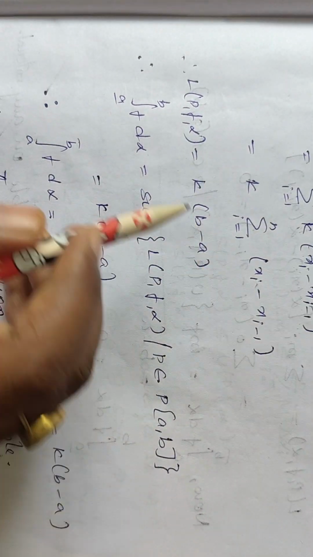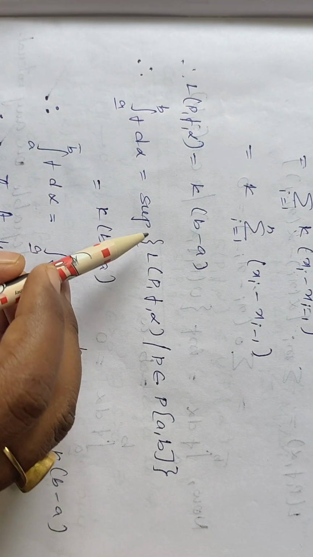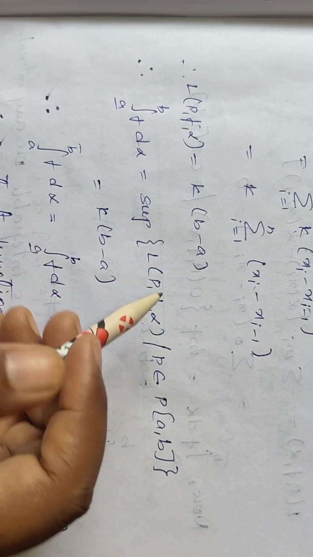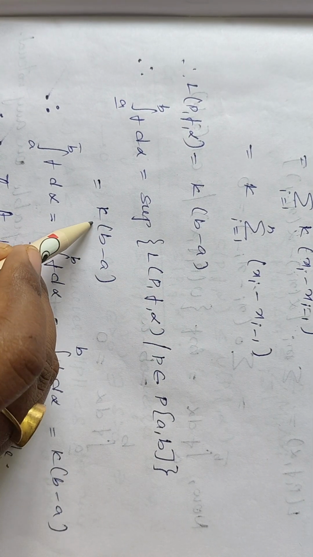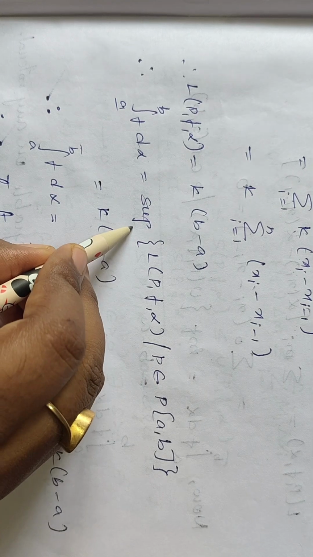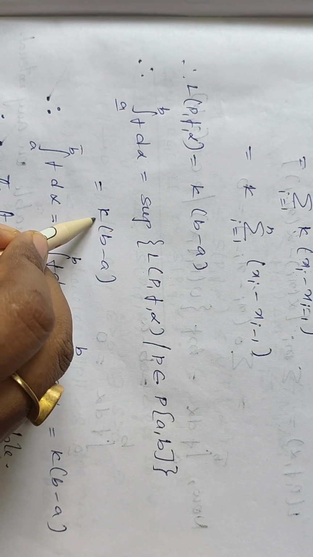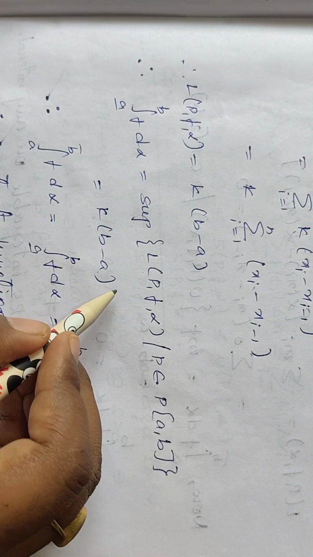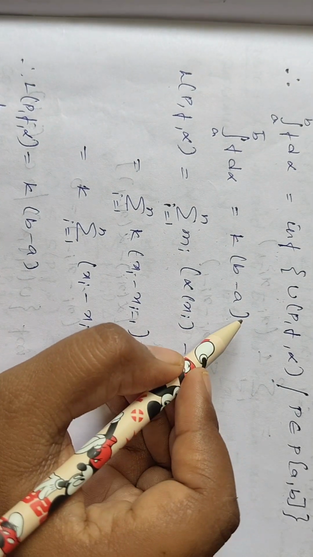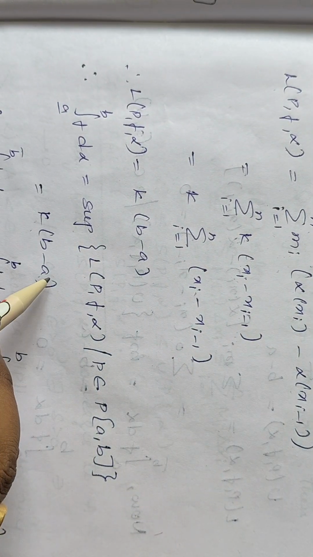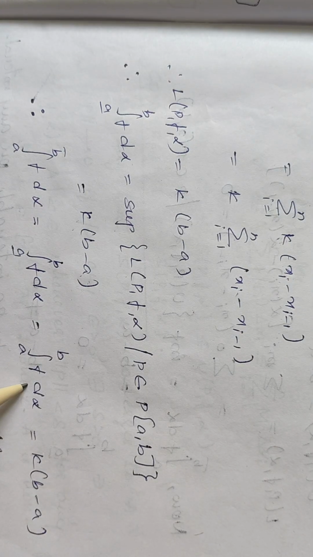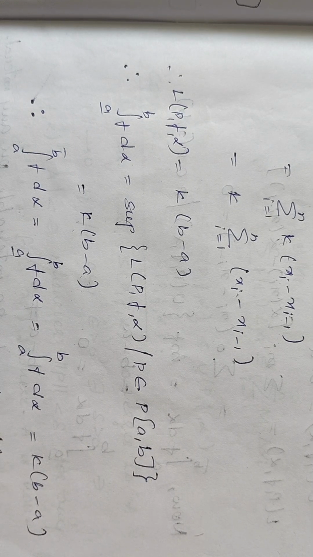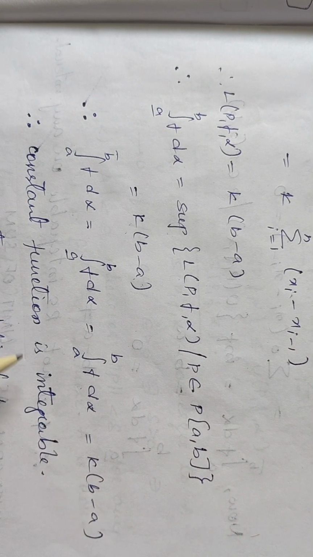And once you calculate this lower Riemann integral, you will get the supremum of all L's, but every L will have this value only. So if you take the supremum of L also, you will get k into b minus a. And since this upper Riemann integral is equal to the lower Riemann integral, the function becomes Riemann-Stieltjes integrable. So therefore the constant function is integrable. This is how the given constant function becomes Riemann-Stieltjes integrable.